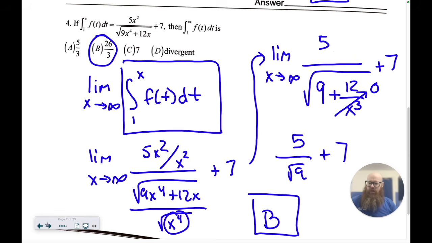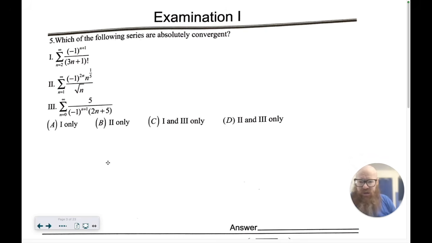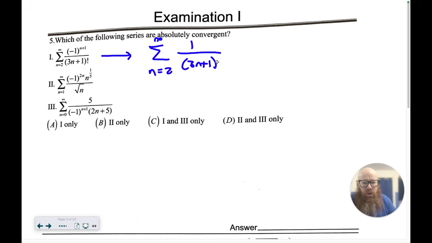All right, so now we take a look at number 5. Which of the following series are absolutely convergent? So I'm going to dive right in here on the first one. If it's absolutely convergent, then what I'm really looking at is the series n equals 2 to infinity of 1 over 3n plus 1 factorial, simply because the absolute value of it should converge. So the absolute value of it is going to get rid of the every other term being negative, so I can ignore the negative 1.